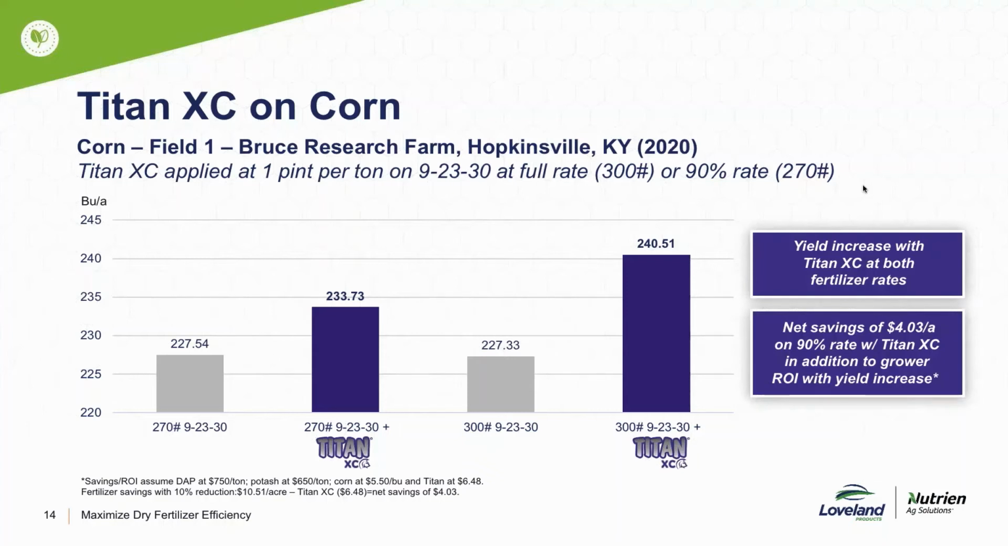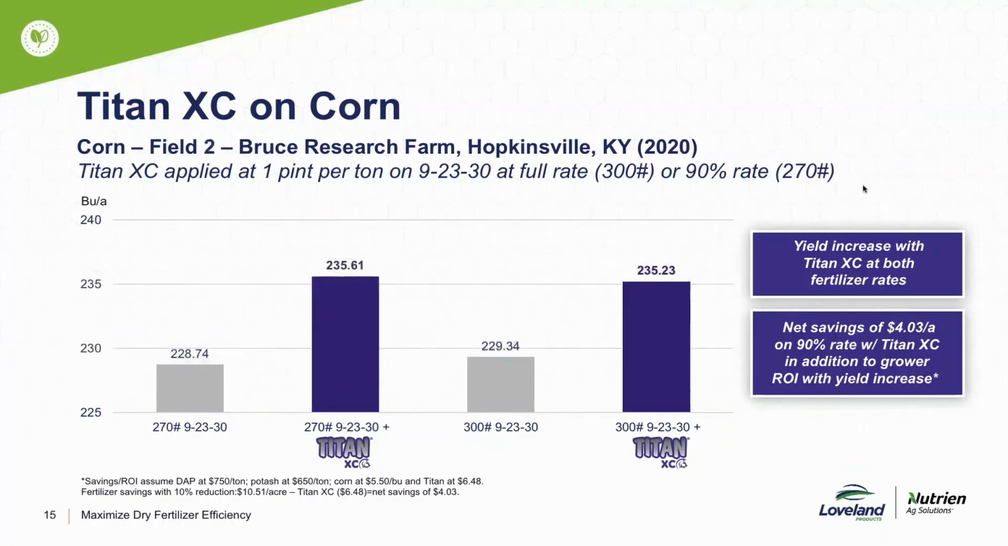Now that's pretty stout. Now, some guys will argue, well, hey, that's just one trial. Well, there was a second trial in the same location with the exact same parameters, and we saw basically the same pattern in the data. No difference in the yields untreated, but a pretty good bump in both scenarios when we add Titan XC to that. So that's in Kentucky.